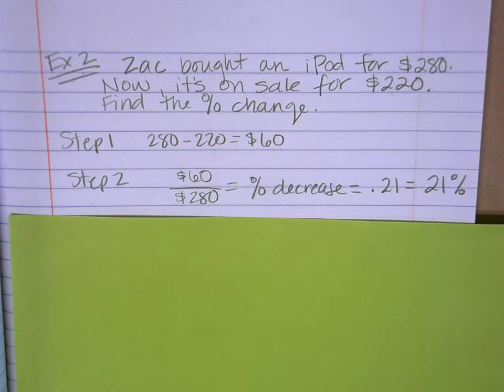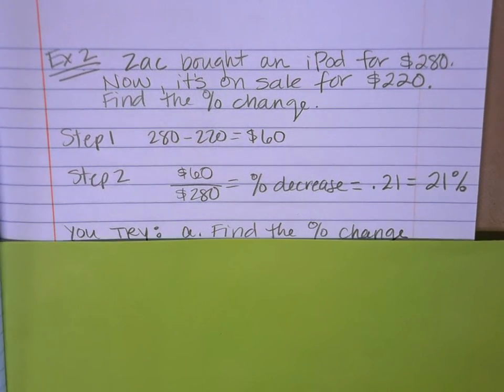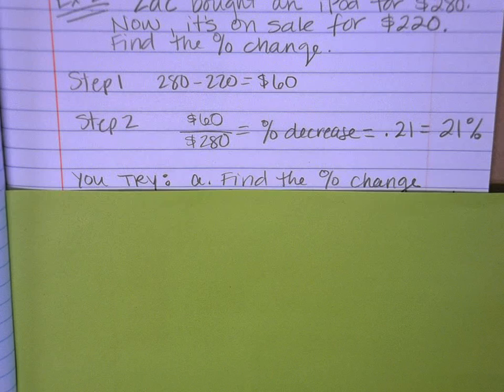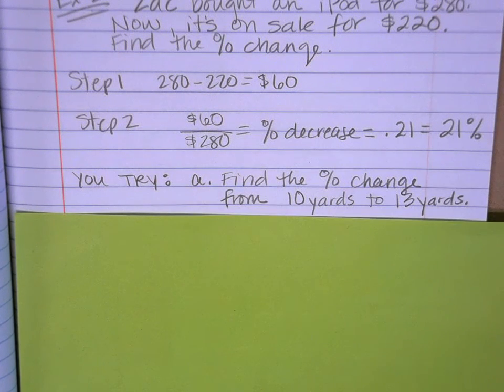Okay. So here's what I want you to do. Hopefully you have a calculator, or you can go grab one. In your notes, I want you to find this one. Find the percent change from 10 yards to 13 yards. And then I want you to tell me, did it go up or down? So calculate that. Write it down in your notes. This is A. We're going to do 2 of them, so A and B.